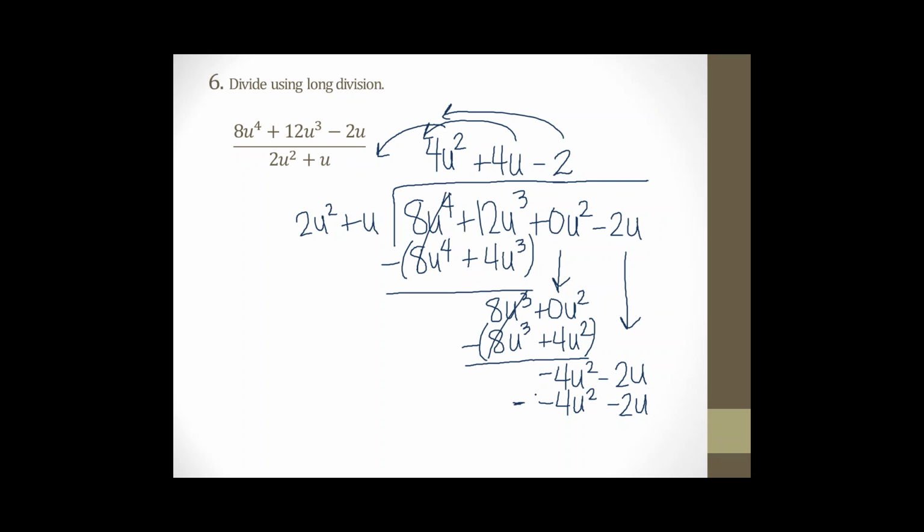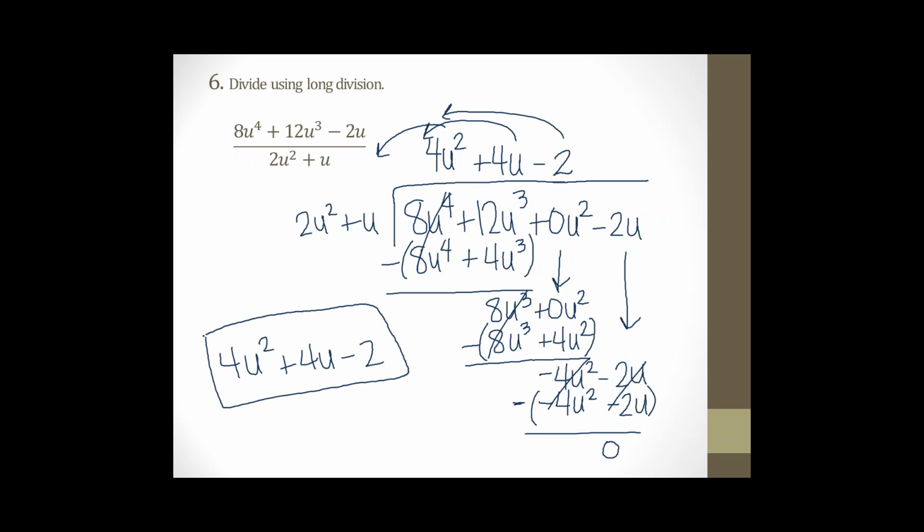And then we're going to subtract. And then both of these cancel out. So your remainder is 0. So your final answer is just 4u squared plus 4u minus 2. That is your quotient with no remainder.